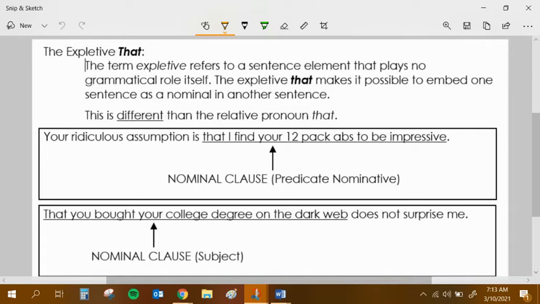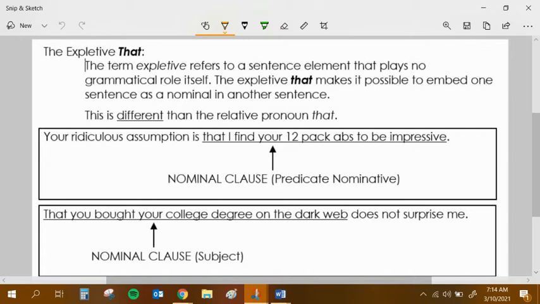Once again, an expletive is a word that has no grammatical role in the sentence at all. It's sort of extra, and oftentimes we can actually cut it out of the sentence because you don't really need it. This is going to be a little different from what we call the relative pronoun that, which we're going to get to a little later. There are various uses of the word that in the English language. It can be a little confusing. Let me show you some examples, and then we're going to diagram them so we can visually see how this works.